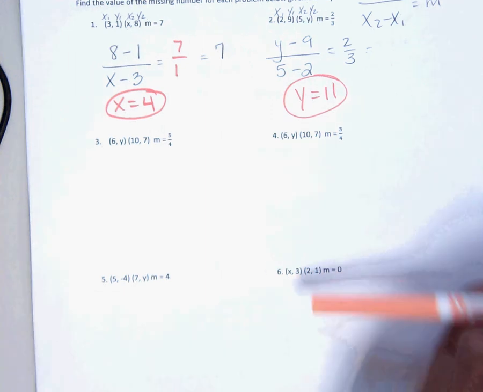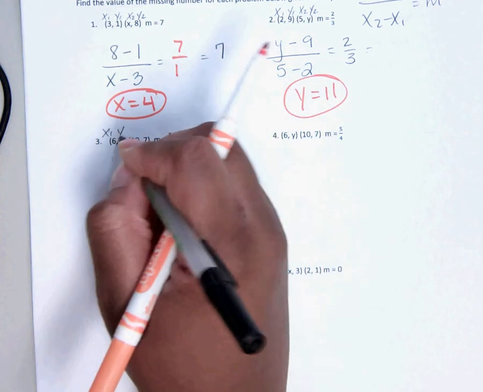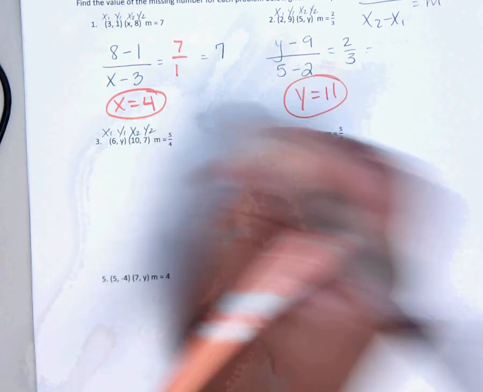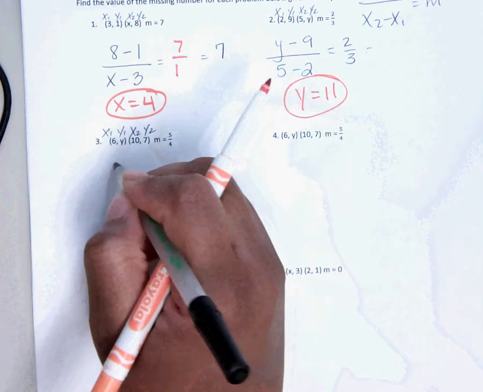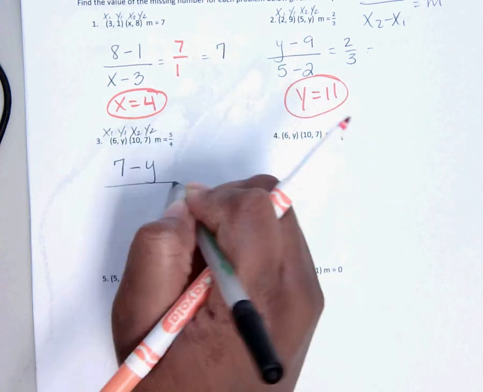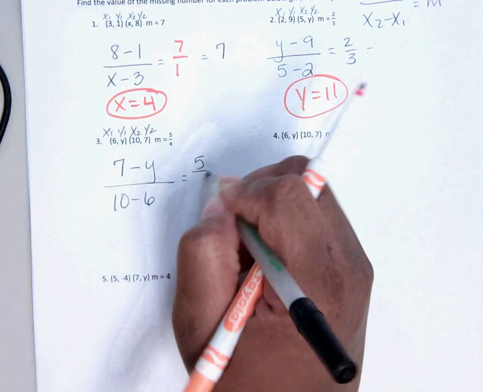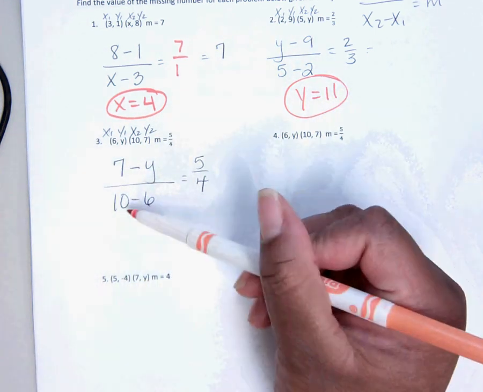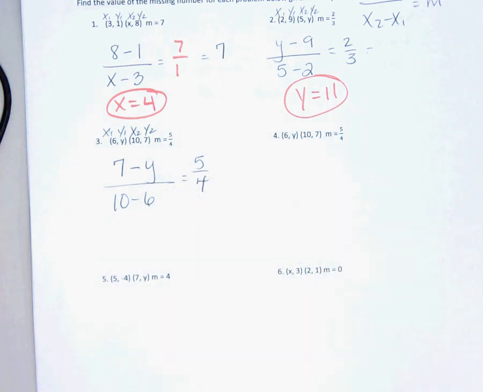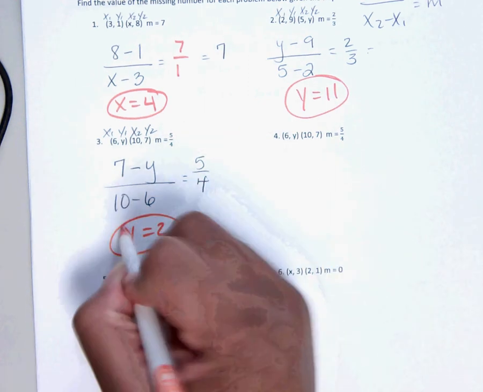Number 3. It's going to get harder. x1, y1, x2, y2. So we have 7 minus y over 10 minus 6 has to equal 5 over 4. Well, 10 minus 6 is 4. So 7 minus what would be 5? 2. So y is 2.